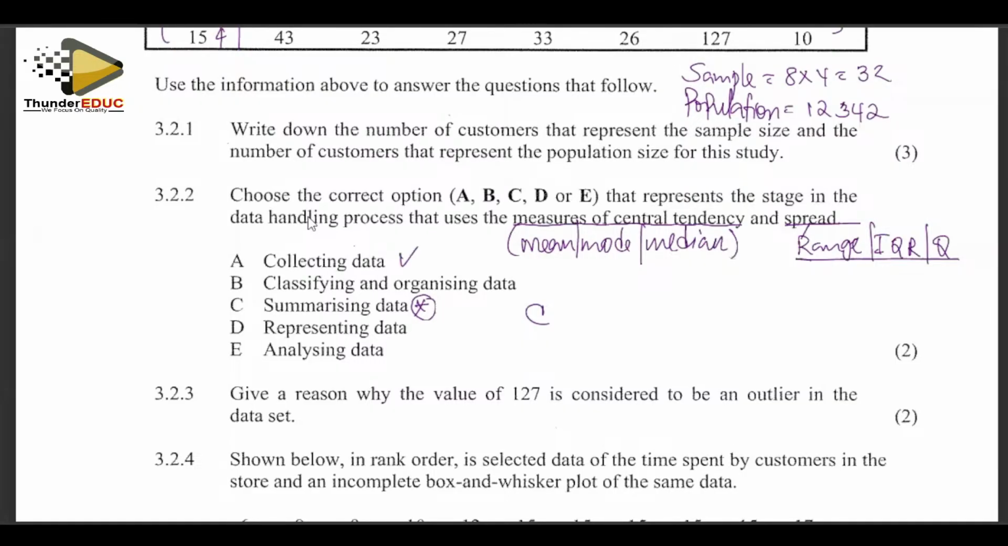Data collection, when you're starting. Classifying, that's when you use the tables and know whether it's categorical. You use the frequency tables. Then summarizing, that's when you use the measures of central tendency and spread. Representing, you use graphs. Analysis, that's when you go deeper to find out which one is skewed and so on.